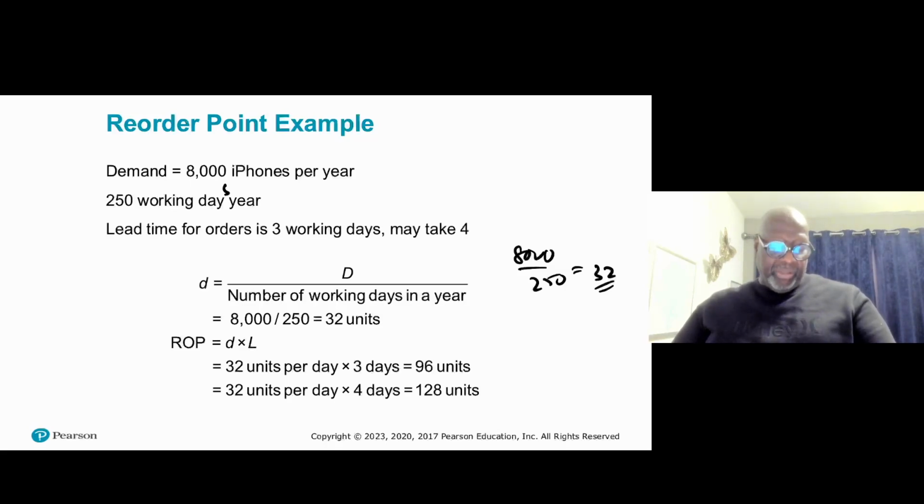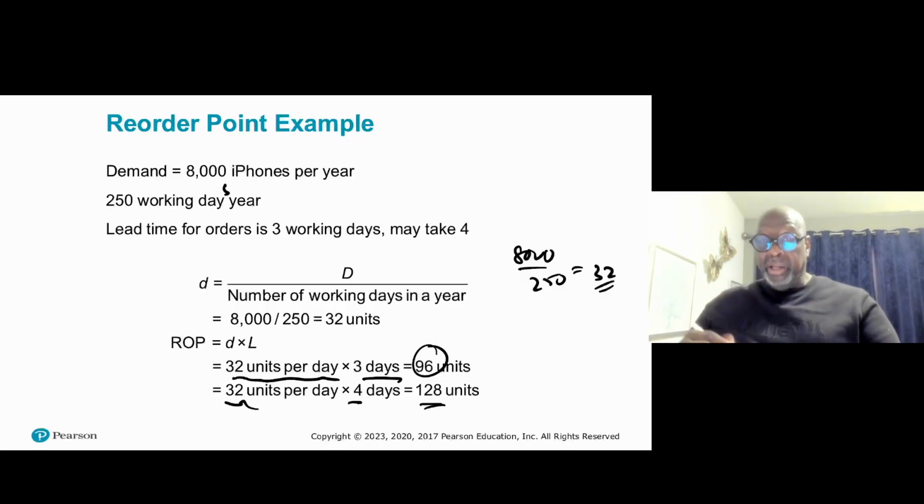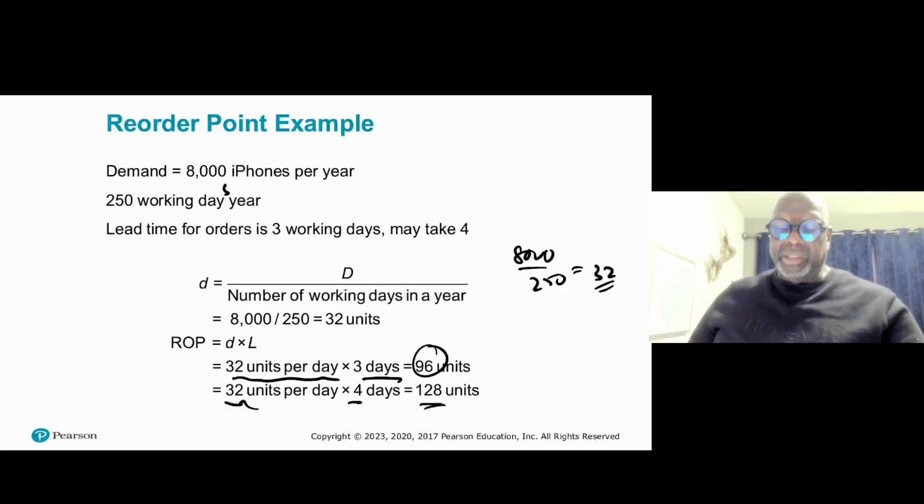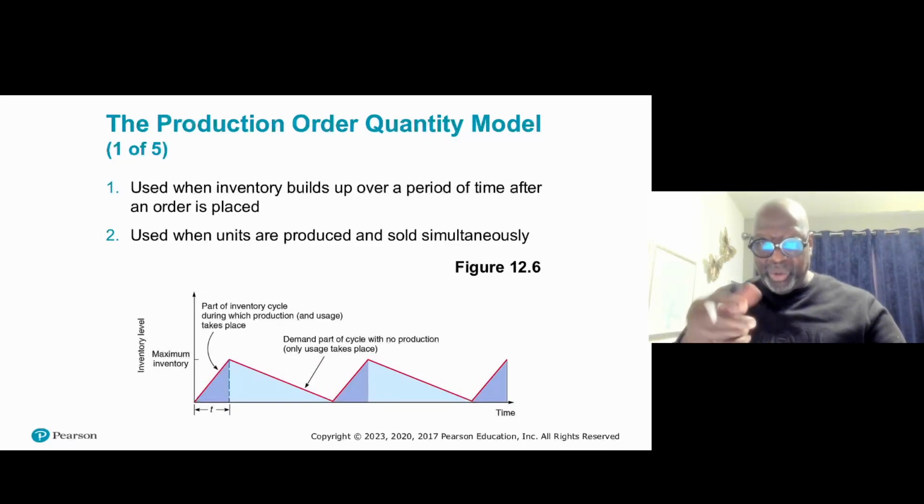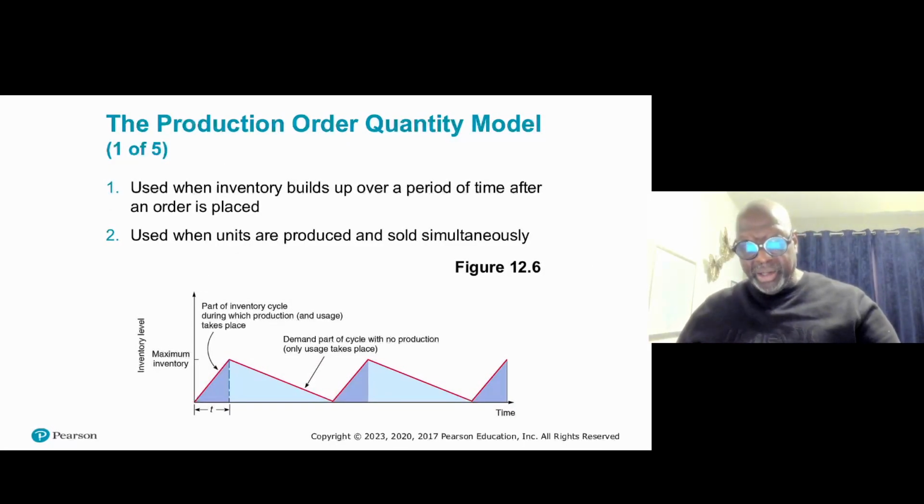All right. And then our reorder point would be the 32 units per day multiplied by the 3 days, for 96 units, or 32 units per day by 4 for 128 units. So it could either be 96 or 128. In this case, we would have to really collect some data to firm up exactly what their lead time is, and then use that, because you can't be using two quantities for your lead time.